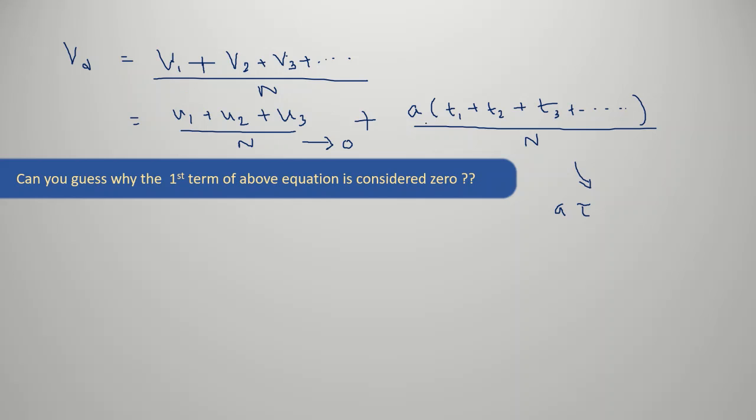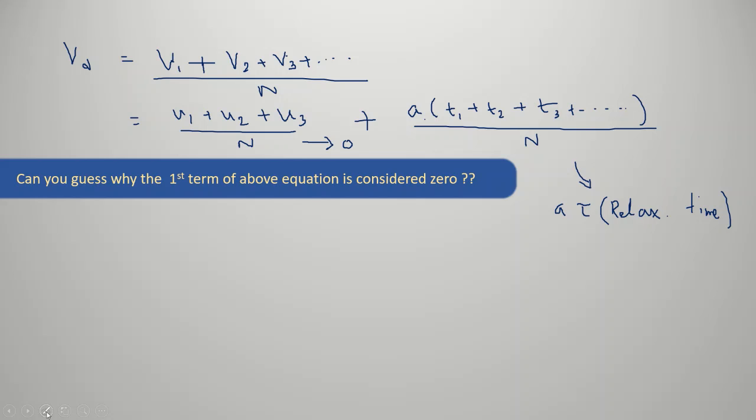And now for the next term, where we write a into tau, where tau is the average value of time, which is also known as relaxation time. So what is relaxation time? The average time between two consecutive collisions will be relaxation time.